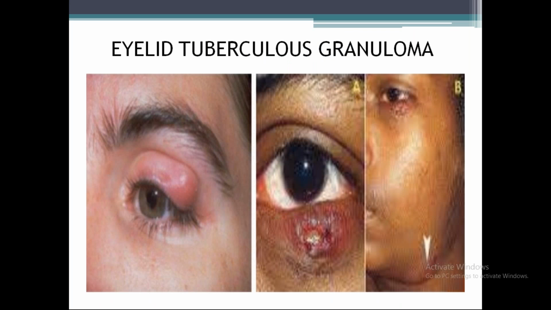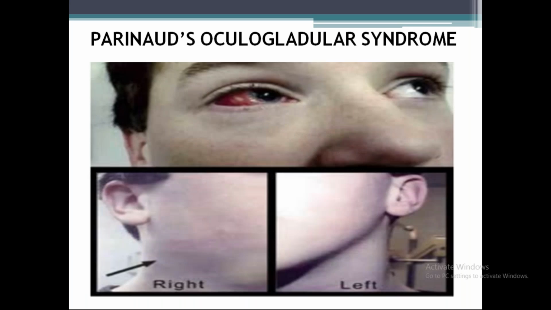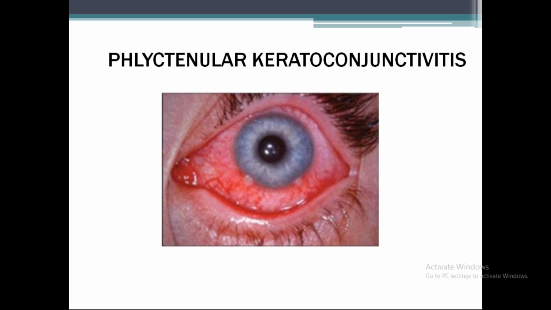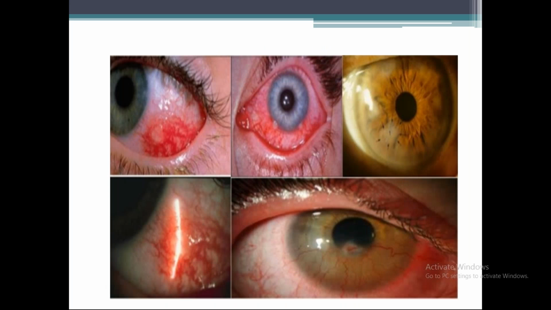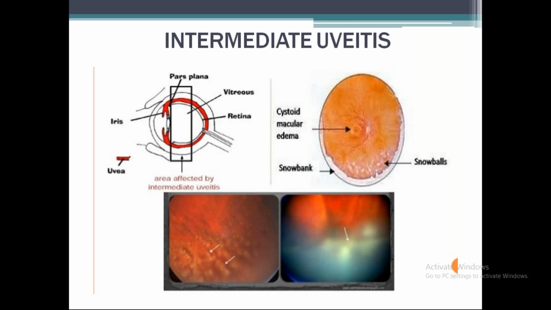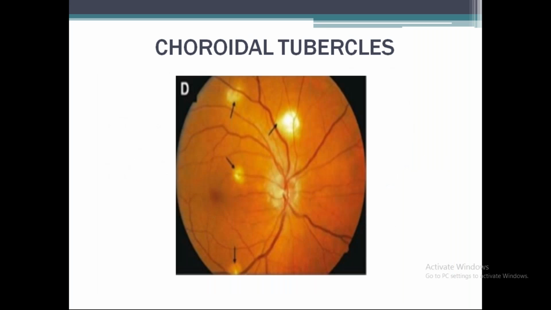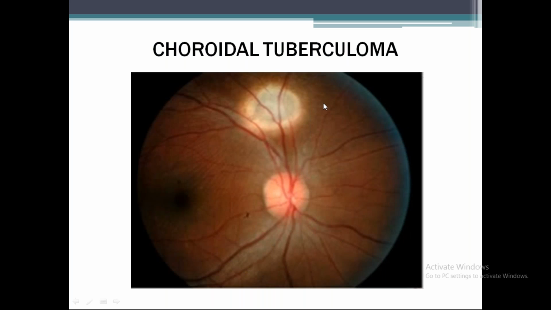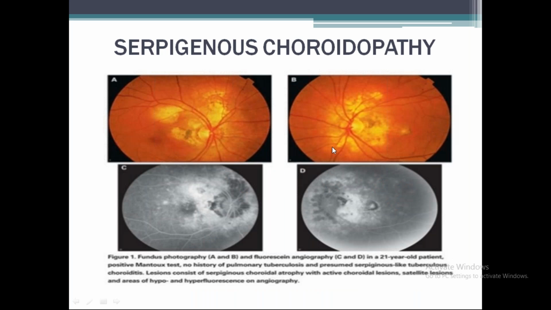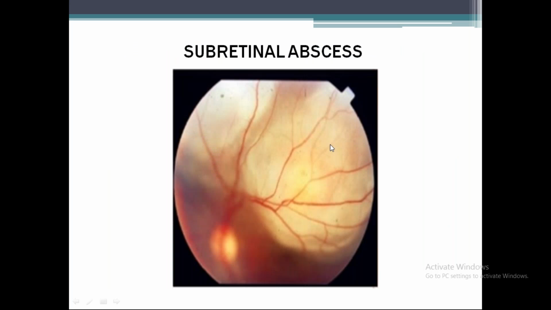vulgaris, eyelid tuberculosis, granuloma, dacryoadenitis, Parinaud's oculoglandular syndrome, conjunctival granuloma, phlyctenular keratoconjunctivitis, interstitial keratitis, tubercular scleritis, granulomatous uveitis, intermediate uveitis, choroidal tubercles, choroidal tuberculoma. Here there are multiple white yellowish patchy lesions, so it is called tubercles. When there is one single lesion, it is called tuberculoma. When multiple lesions are there, then you call it miliary tuberculosis. Serpiginous choroidopathy is another classic presentation.